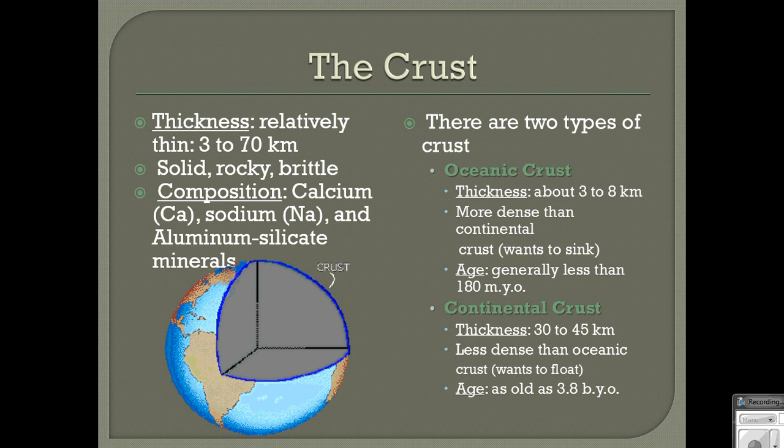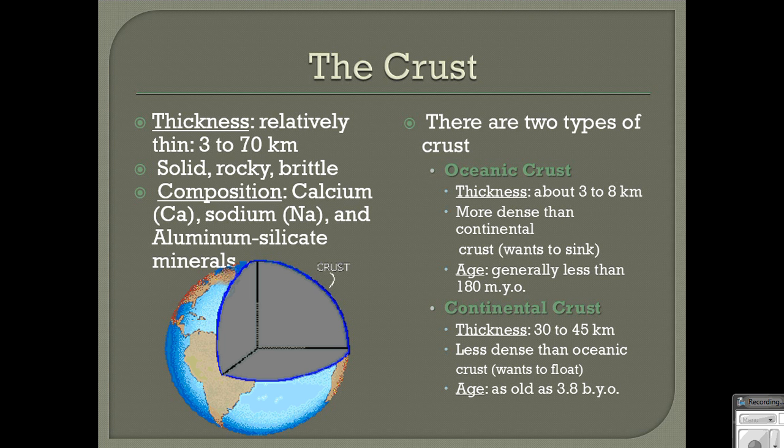So it makes it heavier. And so when the continental crust and the oceanic crust meet, the oceanic crust is more dense, so it wants to slide underneath it. And we'll talk later on in the semester about the landforms that happen and what we see on the surface of the planet because the crust wanted to sink.